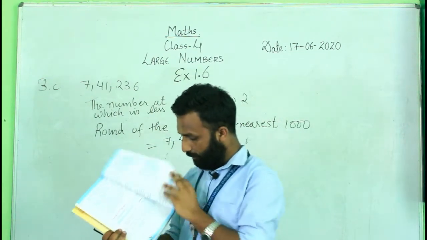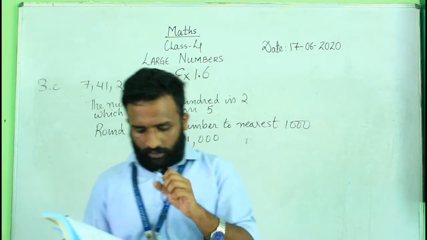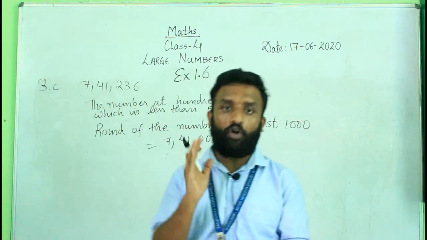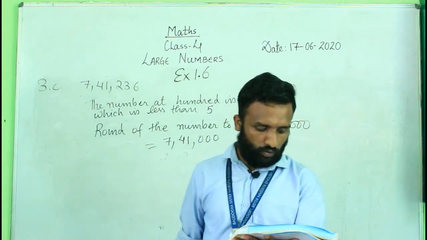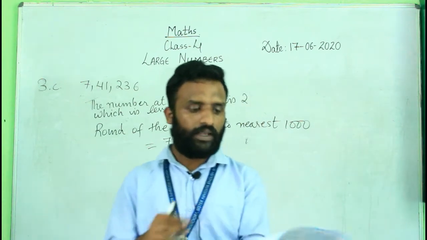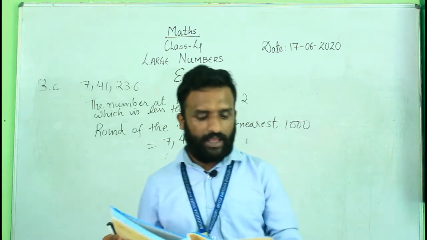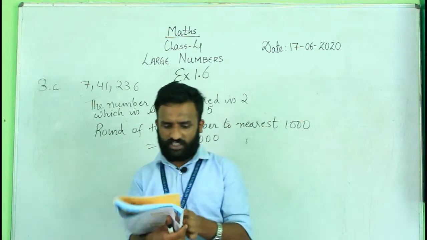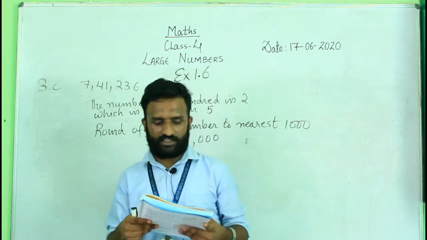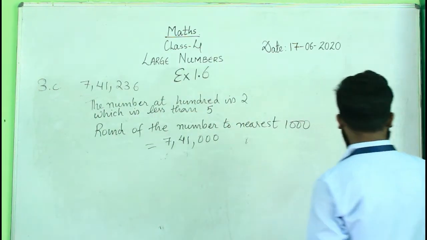So I have completed exercise 1.6. In question number 1 we did A and C. B will be your homework. Practice this. In question number 2 we did A and C. B is homework here also. And from question number 3 we did C. A and B are your homework, and a very interesting question is there. Question number 4 is also your homework, which you will do by yourself by rounding the numbers as I have taught you here.